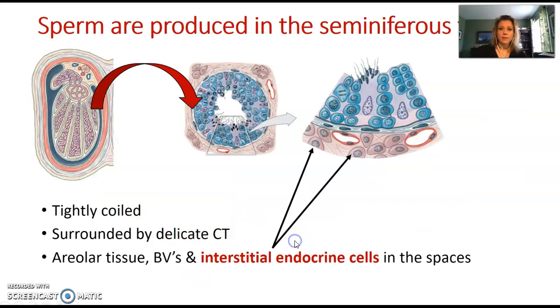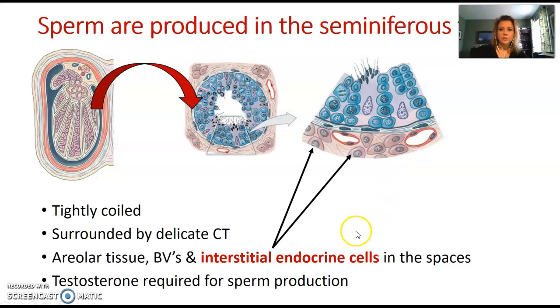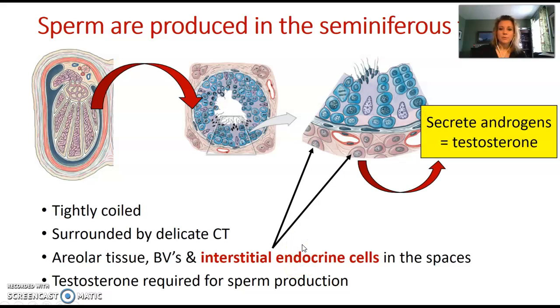The sperm, as I said, are produced by the seminiferous tubules, and the cells that line the outside of the tubules, like these blue cells here, are the cells that are going to become sperm. These purple cells are called nurse cells, and then here we have interstitial cells that produce hormones. That's why they're called interstitial endocrine cells, namely testosterone, which is required for sperm production.